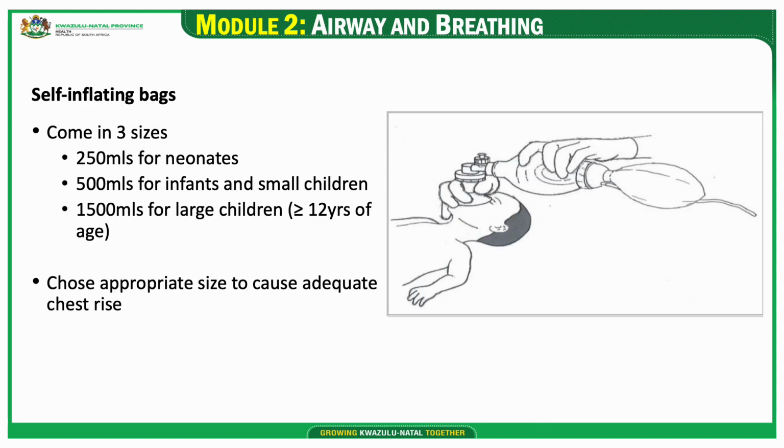So when we've made that decision to use a bag and mask to assist with manual ventilation, we need to ensure that we're using the right size bag and mask for this patient. You need to use a bag that's big enough to cause adequate chest rise without causing over distension of the chest. And in a neonate, you use a bag that's about 250 mils. Infants and small children, 500 mils, and older children, 1,500 mils.